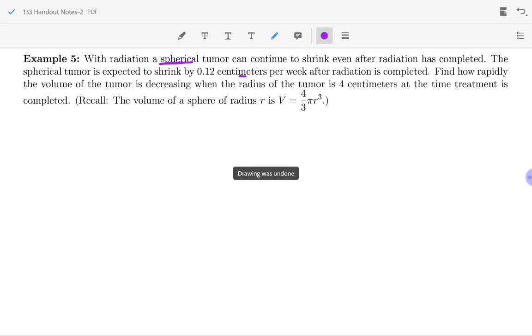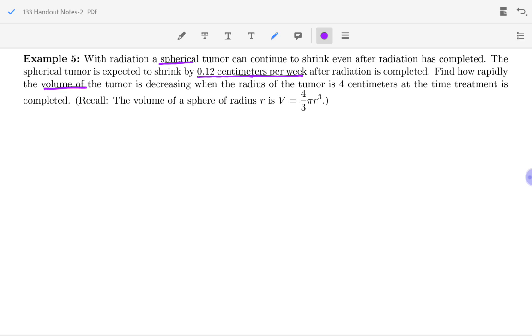So you get radiation. That shrinks the tumor a little bit, but also the point of radiation is that it stays in your body and it continues to fight off the cancer so that it'll make it smaller and smaller even without having another radiation treatment. So this time it's shrinking by 0.12 centimeters per week. Find how rapidly the volume of the tumor is decreasing.